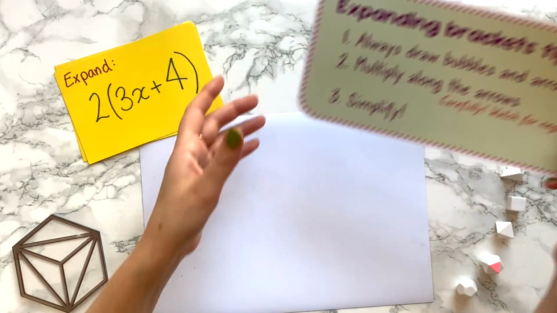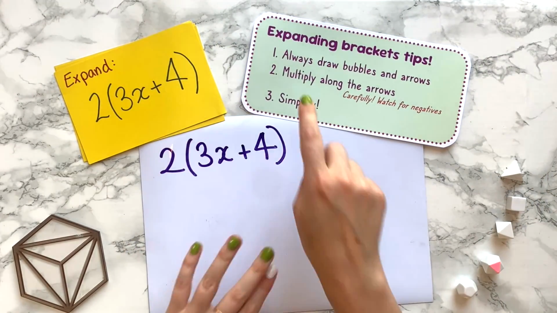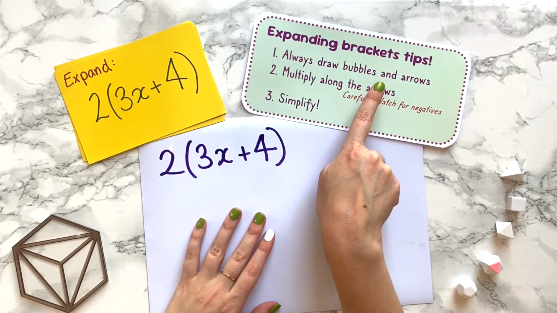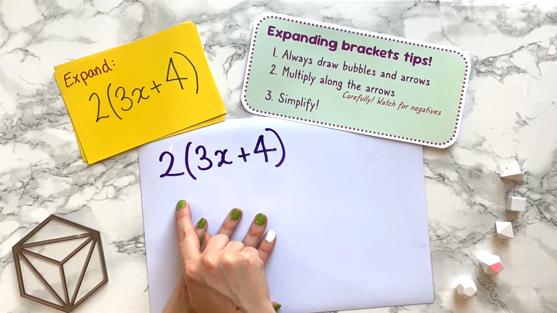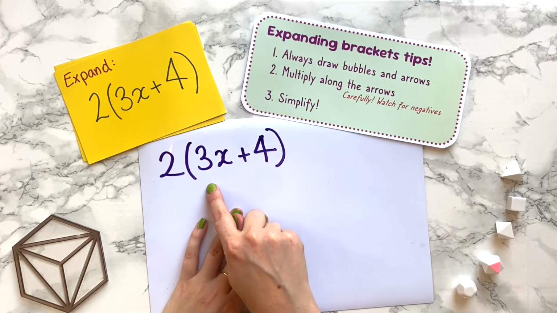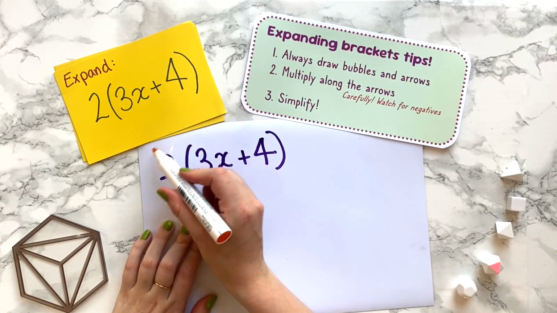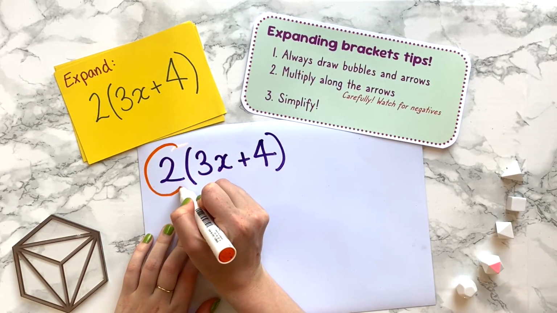I've got some steps that are going to help us. First up, we want to write out the question. Our first step here tells us we want to always draw bubbles and arrows. Let's see what this means. The first thing I want you to do when you've got an expression like this is to get a pen and start drawing some bubbles or some circles around some of the terms in the expression. The first bubble we're going to draw is the term outside the brackets. So here we've got a 2 and I'm going to circle that.